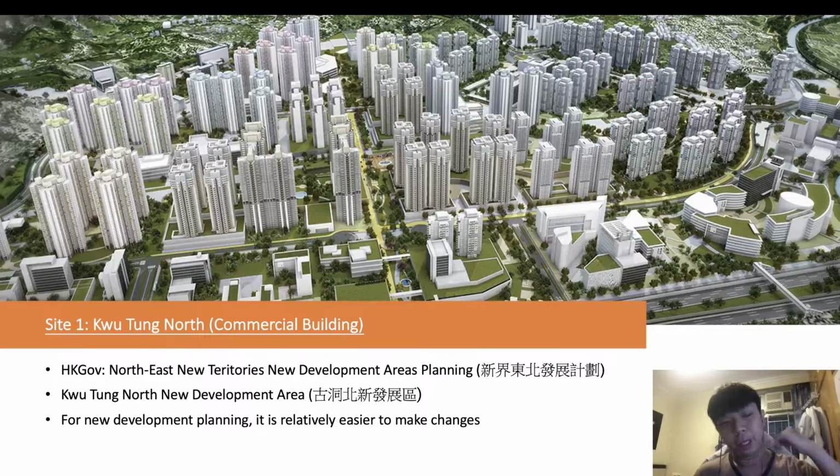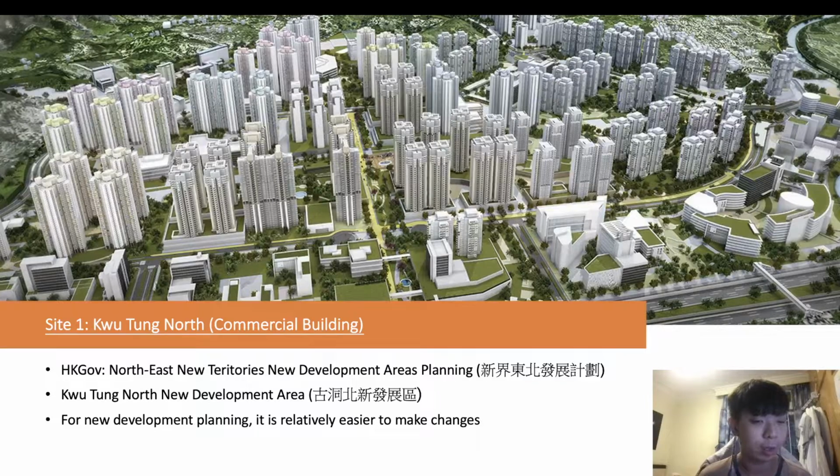So the Hong Kong government has... my first site to be considered is Kwu Tung North, 古洞北. I would like to plan on these commercial buildings, and this is actually the render figure. They haven't been constructed yet, but they have already passed the consultation, and they are starting to construct it.